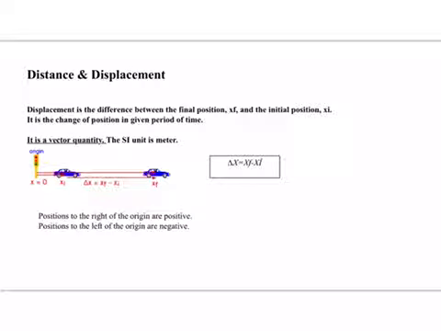Now let's define the terms distance and displacement. Displacement is the difference between the final and the initial position. It is the change of position in a given period of time. It is a vector quantity and its unit is meter. As it is a vector quantity, we have positive and negative displacement. If the positions are to the right, then the displacement will be positive. If the positions are to the left, then the displacement will be negative.